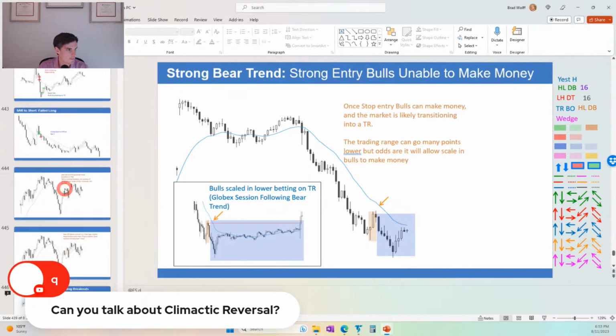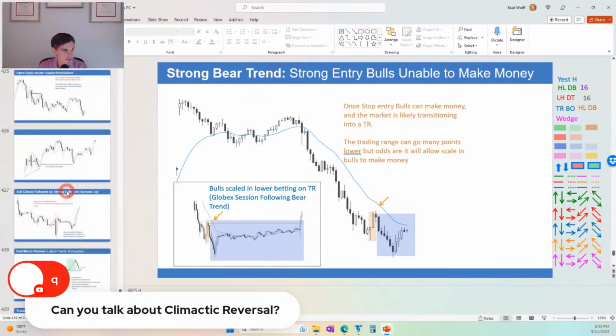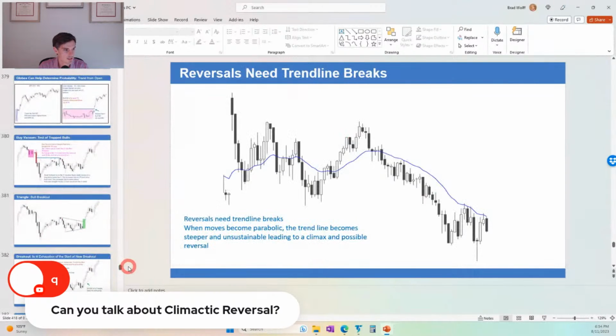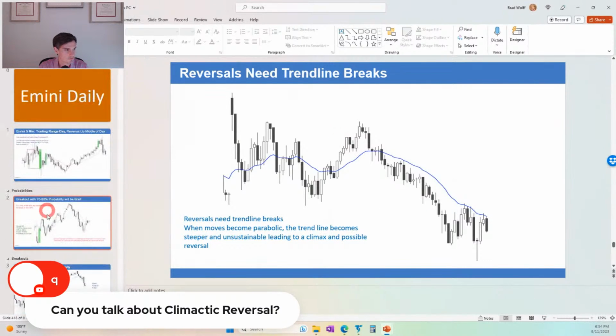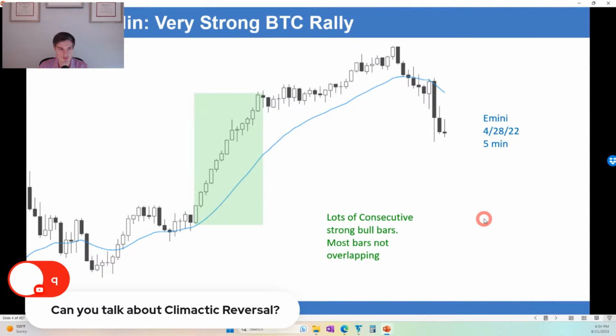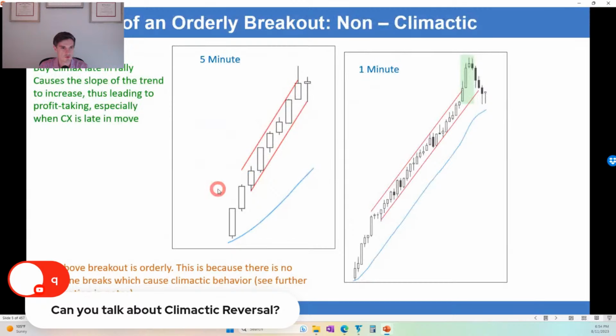Let me pull up a crude oil chart I've got here somewhere. Okay, here's a great example. I'm going to move this to the top. So here's this chart. Here's this example. I've showed it several times. Big rally. Here's a 1-minute chart of that same breakout.